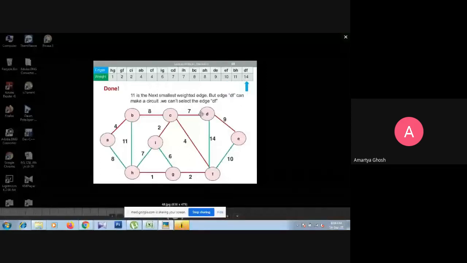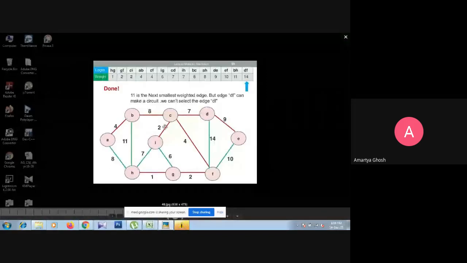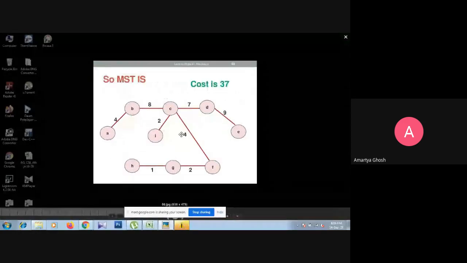Done. So finally, if we draw only the red color edges, we will find this, and the cost or the minimum weight will be the total, which we have to find out. So this is called the minimum spanning tree, or you can say another way, the shortest path. Okay. So this is completed. If you have any query, you just ask me right now.